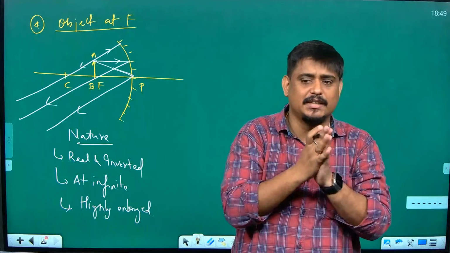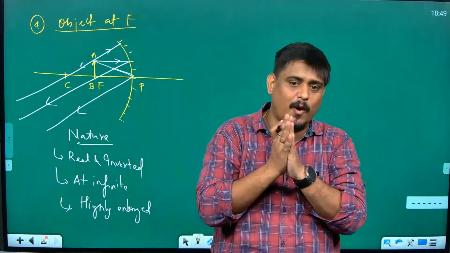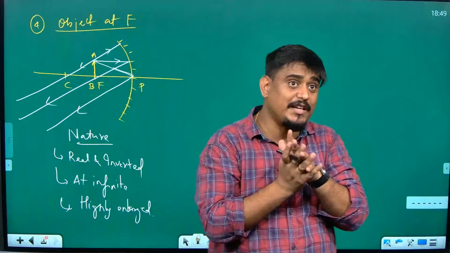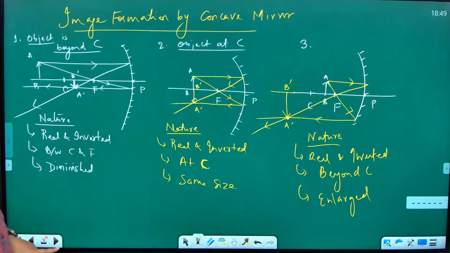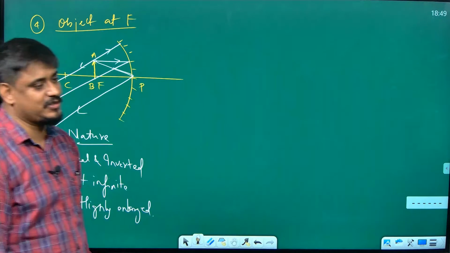Up to here it is clear. I kept the object beyond C, image formed between C and F, real, inverted, diminished. I kept the object at C, image formed at C, real, inverted, same size. I kept the object between C and F, image formed beyond C, real, inverted, enlarged. I kept the object at F, image formed at infinity, real, inverted, highly enlarged.